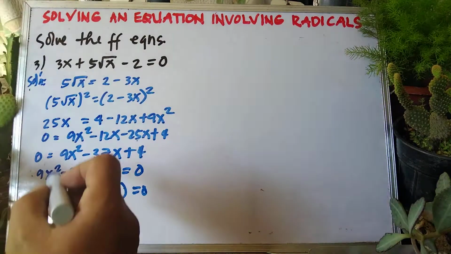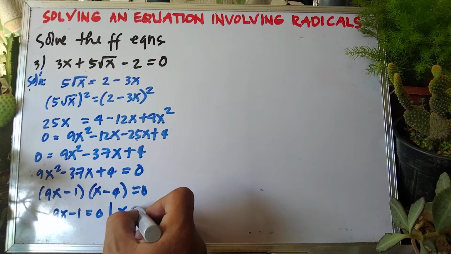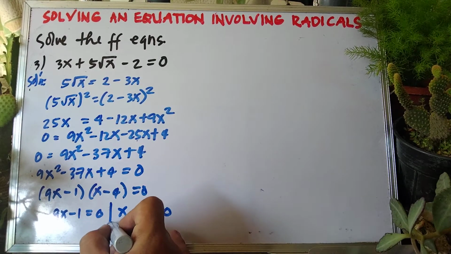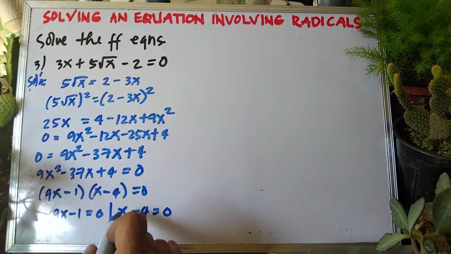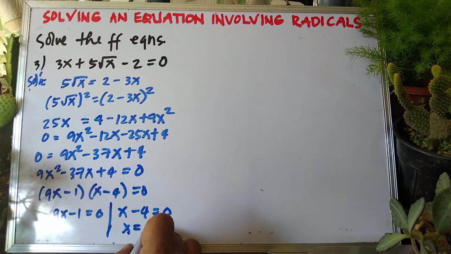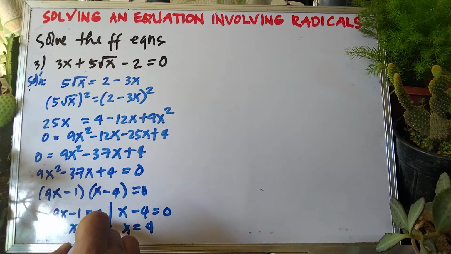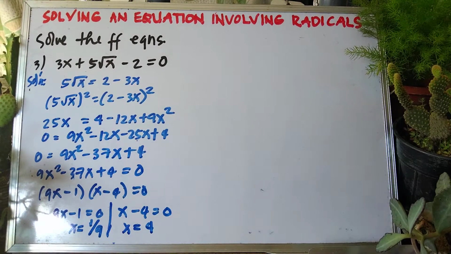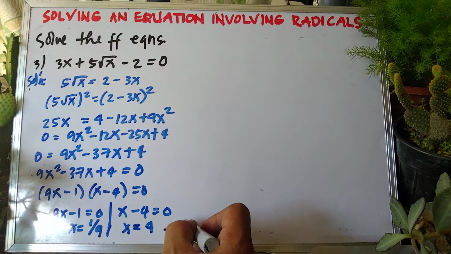Okay, then, set each factor to 0. 9x minus 1 is equal to 0. x minus 4 is equal to 0. Then, solve for x. Dito, lilipat nyo lang si negative 4 sa right side. So, x is equal to 4. Dito, solve for x. x is equal to 1 over 9. Grabe pala dito, no? Lahat ng x isa-solve natin. Sana wala ng x. Okay. We have now the possible solutions. Mga possible solutions lang yan.